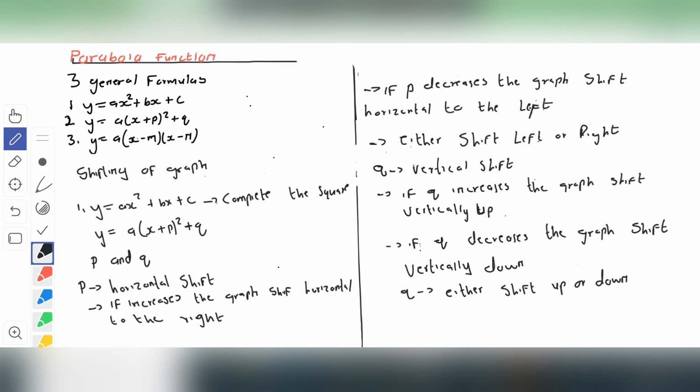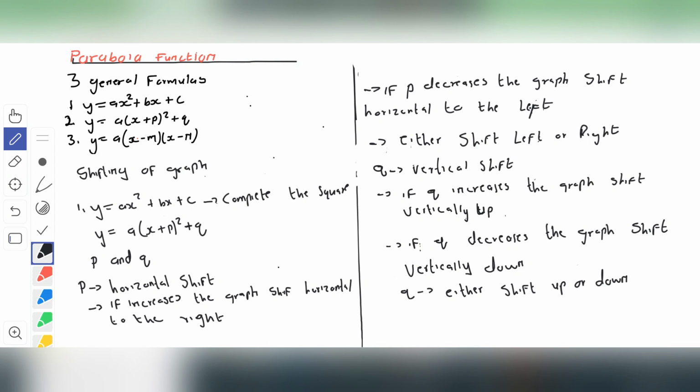What about my handwriting? I will fix it later. Now guys, let's recap. If you're given y equals ax squared plus bx plus c, the first thing you do is complete the square, meaning you write your equation in the completed square format. That's what we need so that we can see P and Q.